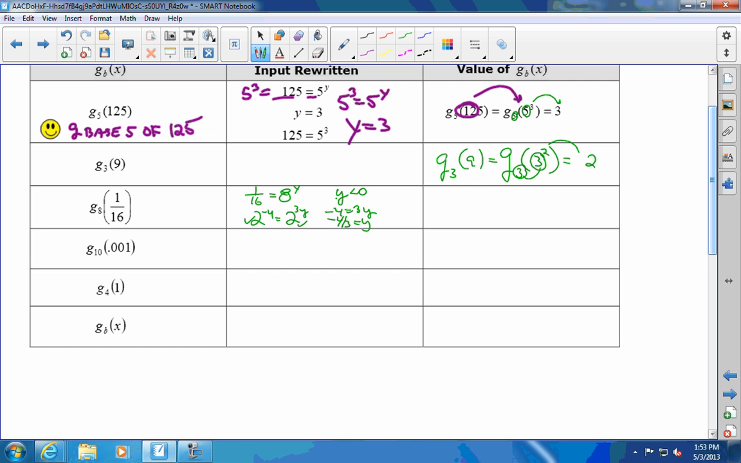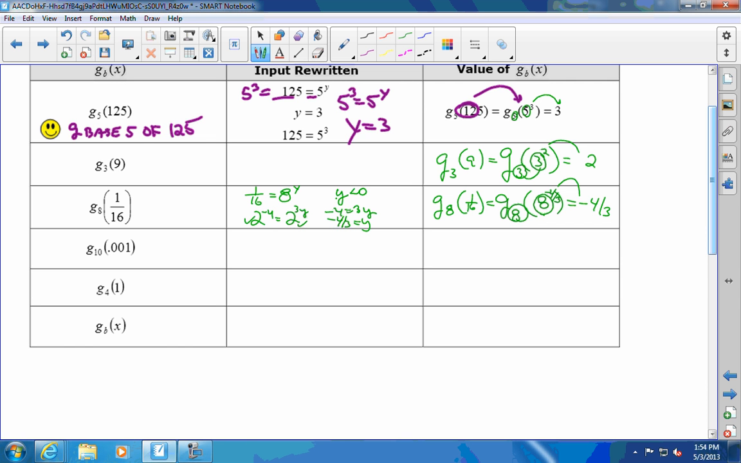So now I go to my last column and I rewrite it. I have g base 8 of 1/16 is written as g base 8, and now I'm obligated in parentheses to put 8, the same exact base, to some power. And over here on my scratch paper, I figured that out to be negative 4/3. And now, because my bases are the same, I lift off my exponent. Okay.